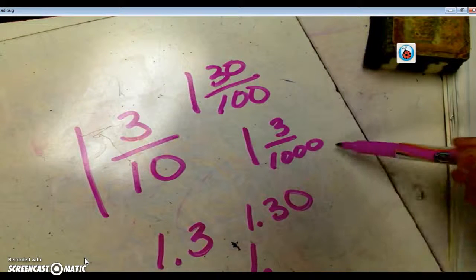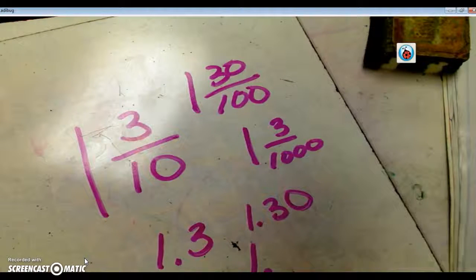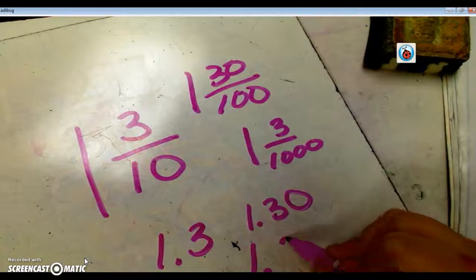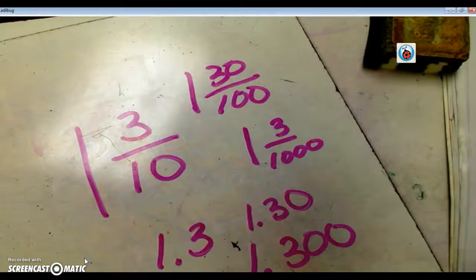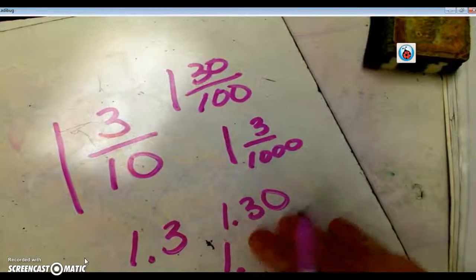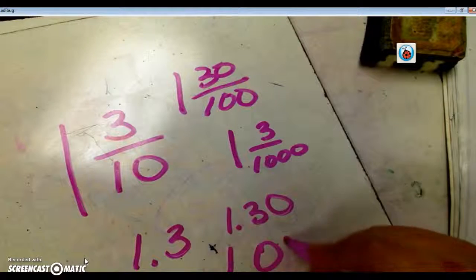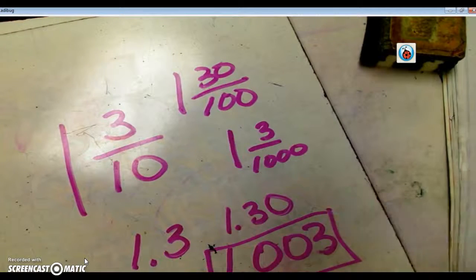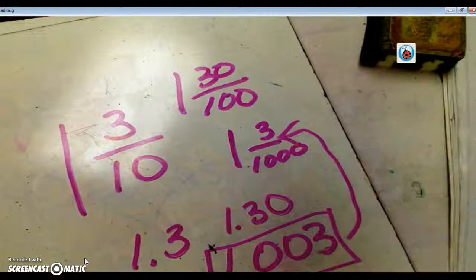3 thousandths. So I need my 3 in the thousandths place. How would I get it there? So like this? Yes. The zeros come in front of the 3. Okay, so this decimal right here, 1.003, is the same thing as this fraction. They mean the same thing.